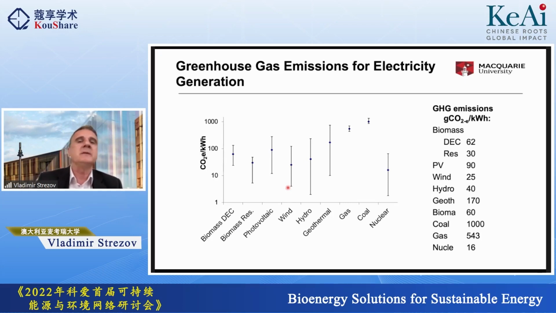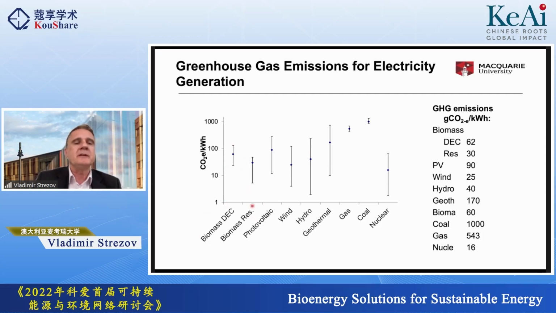So the greenhouse gas emissions is another parameter. What we see is the coal and gas having the largest greenhouse gas emissions, but all other renewable energy technologies also have embedded greenhouse gas emissions, mainly from construction of the plants, hydro, for instance, from the dams, when the plants decay and emit methane.